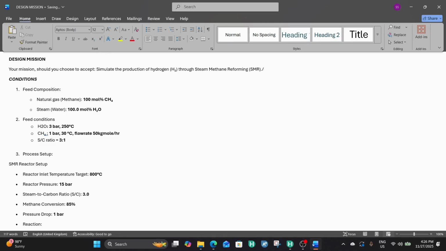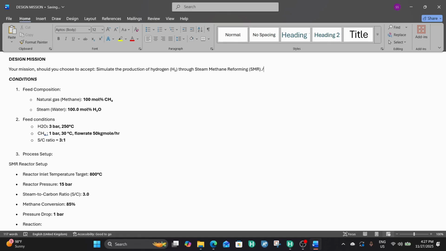Intermediate, we have a design mission in hand. Your mission, should you choose to accept it: simulate the production of hydrogen gas through steam methane reforming. Our feed composition goes as follows. We're going to be working with the mole fraction, 100% methane, representing our natural gas.